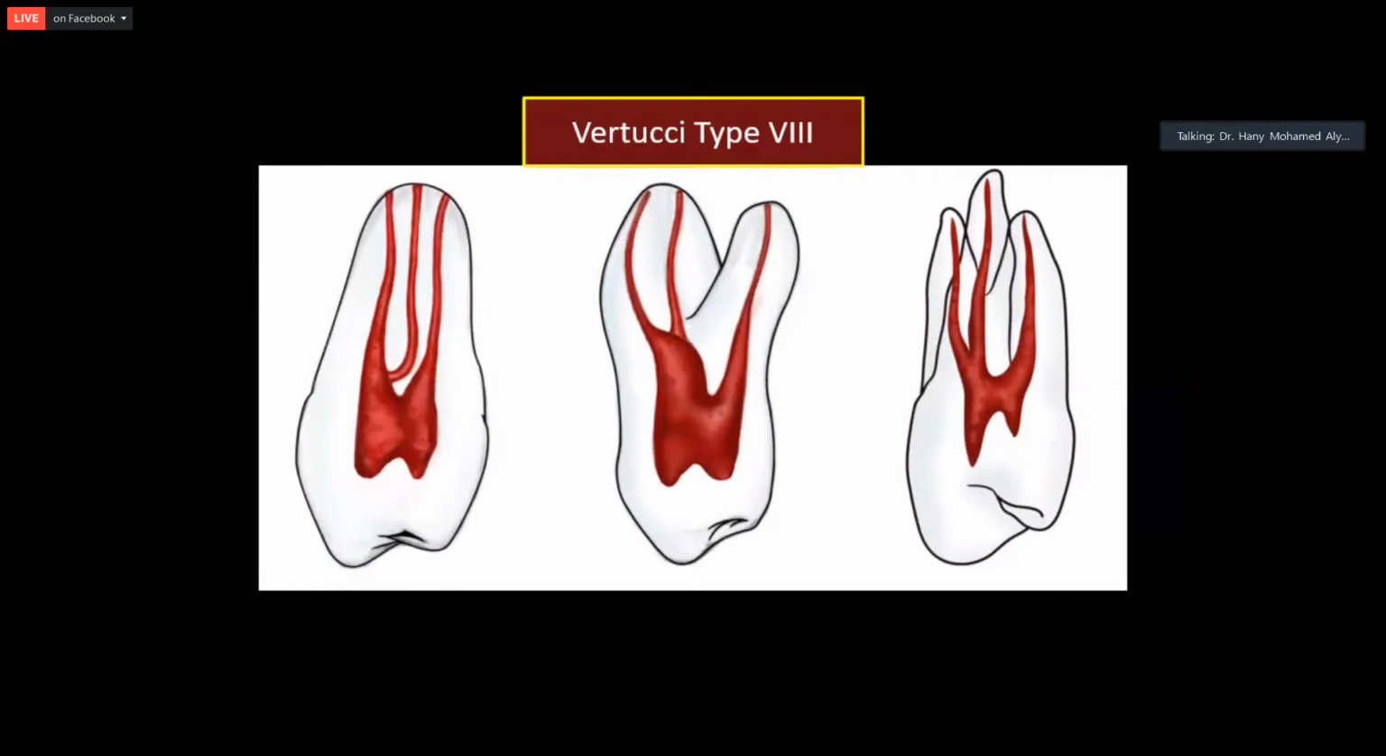If these three canals are located in one root, or double root, or three roots, all three will be considered as the same type 8.